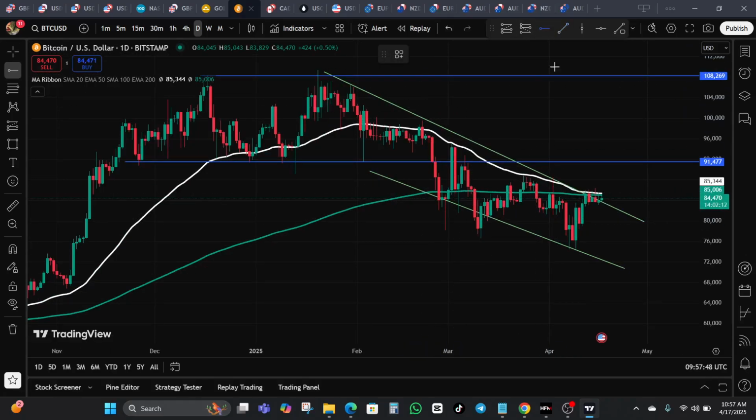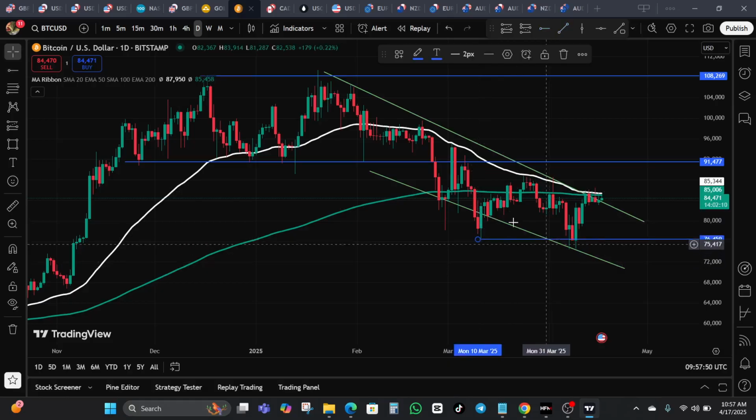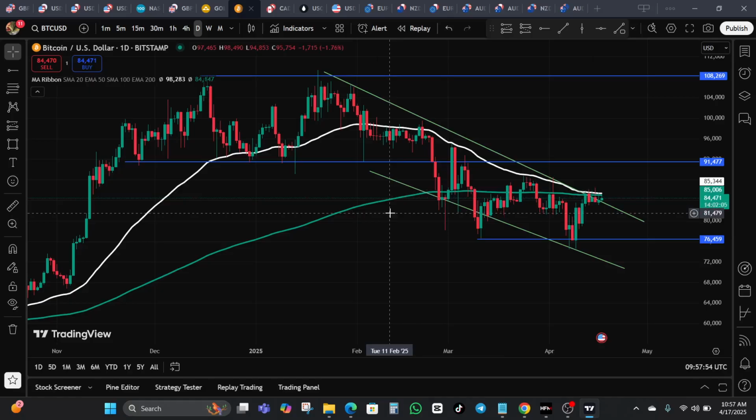We have another one here. Price reacted at least 2 times. So you mark your key zones, your key reaction zones. Price often swings between these levels, giving you opportunities to enter on pullbacks or breakouts.